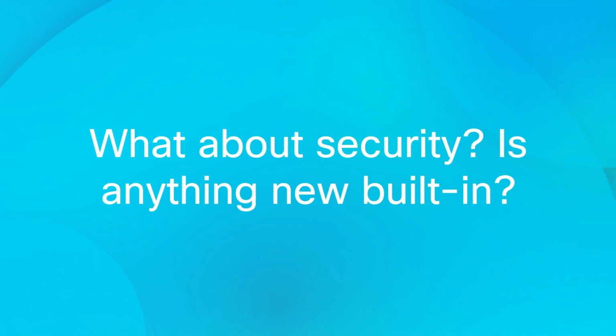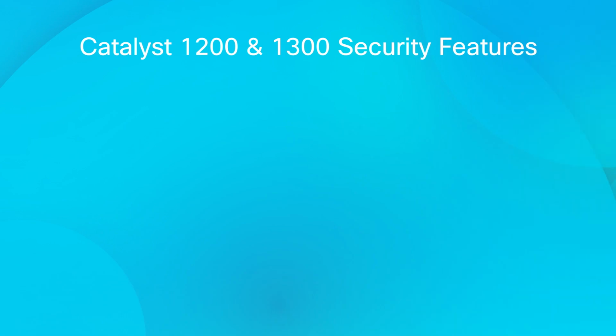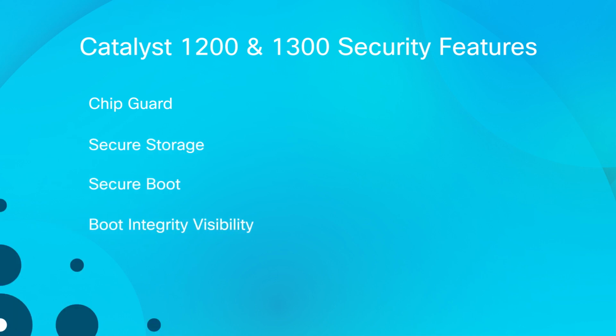What about security? Is anything new built in? Yes. Cisco's trustworthy solutions use industry best practices to help ensure full development lifecycle integrity and end-to-end security. The switches have a Cisco Trust Protection Module, TPM, chip that helps protect the hardware from illegal upgrades, product manipulation, license bypass, device spoofing, and credential theft. Overall, the switches have the following security features: chip guard, secure storage, secure boot, and boot integrity visibility.